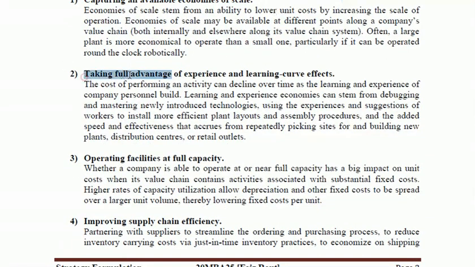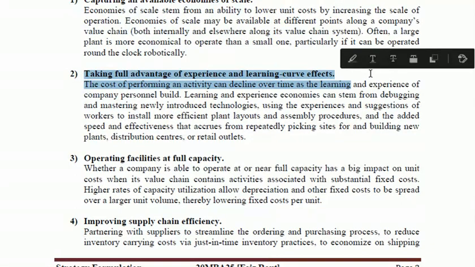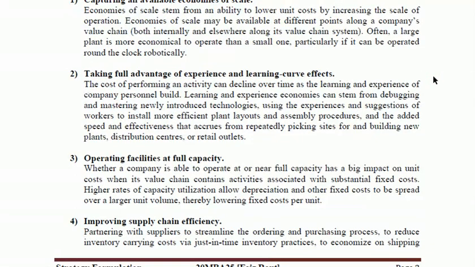Okay, the second is about taking full advantage of experience and learning effects. So when I am running a company over a period of time, I'll keep getting experience. What problems can arise during production? The workers on the shop floor will be experiencing something, they'll be having a kind of learning curve.